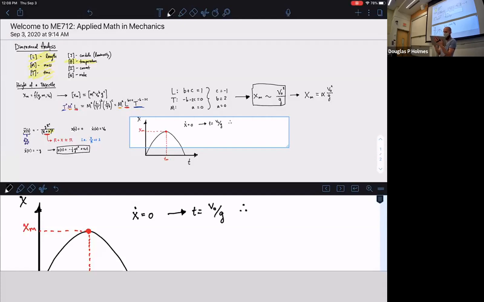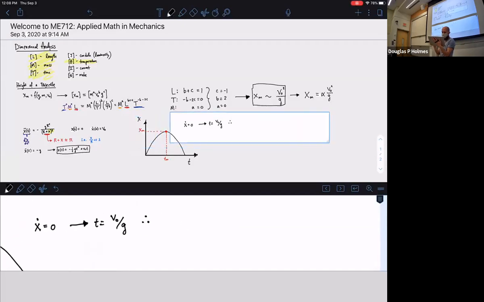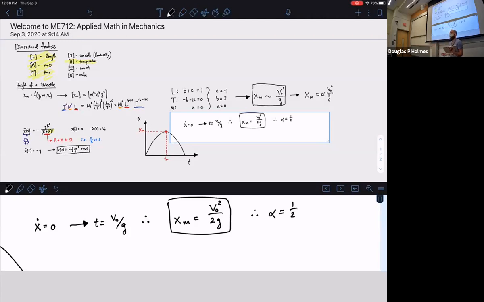Therefore, which is what my little three-dot symbol means, therefore, plug that back into the original equation, and what I get is that x sub m is equal to v naught squared over 2g. And so what that means is that we can analytically derive that alpha is 1/2. So it should be of order 1, which means that my numerical prefactor for a scaling to hold.